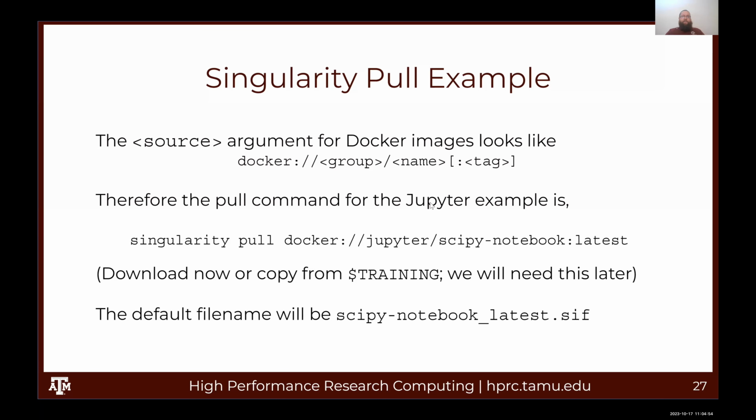Therefore, the pull command for the Jupyter example on the previous slide was singularity pull docker://jupyter/scipy-notebook:latest. Please do download this image now or copy the one that I have in the training directory, because we'll be using this image for an exercise later. Since we didn't provide a file name for the optional argument, it's going to choose for us, and what it's going to choose is name_tag.sif. And we'll talk about what that .sif means later as well.